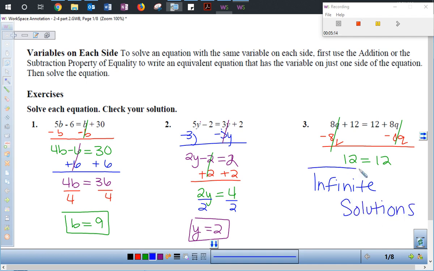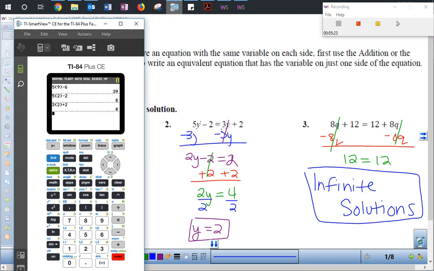That means I can choose any number that I wanted to, and I could substitute it into this equation, and I would get the same answer. It would work. So let's say, for example, I chose the number 0. If I substituted 0 in, I'd get 8 times 0 plus 12, which would give me a result of 12. And I would substitute it in over here, 12 plus 8 times 0, and that would also give me a result of 12.